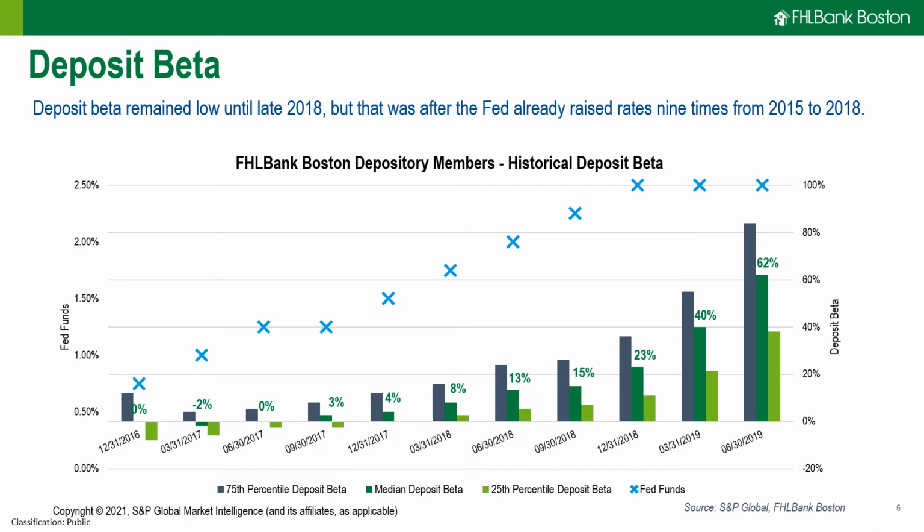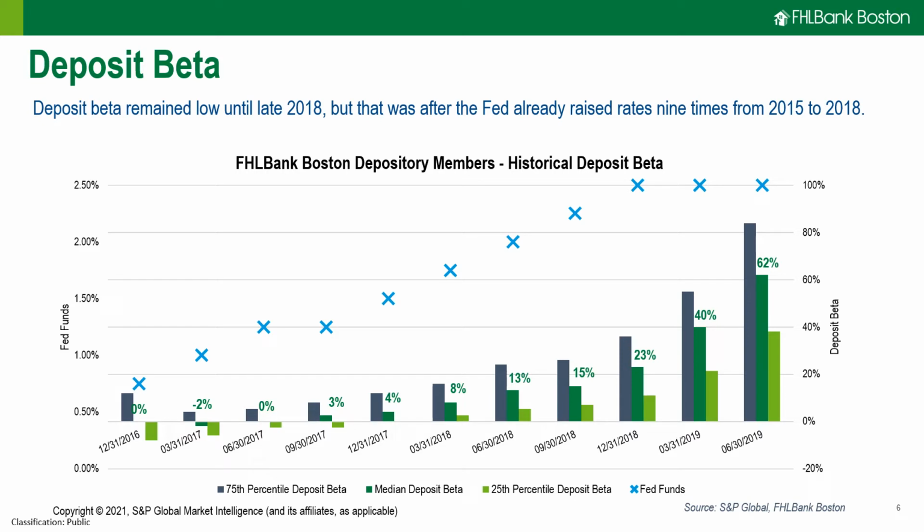Shifting gears a little bit, we're now going to talk about deposit costs and what happened during the last Fed rate hike cycle. And we're going to measure this in terms of deposit beta. If you're not familiar with deposit beta, it's basically how responsive deposit pricing is relative to changes in market rates. Market rates for what we're looking at today are Fed funds, and the deposit costs are interest-bearing deposit costs for FHL Bank Boston depository members. So we're starting back at 12/31/2016. One hike had already happened by this time, so we're starting at 75 basis points for Fed funds, as indicated by the blue X.